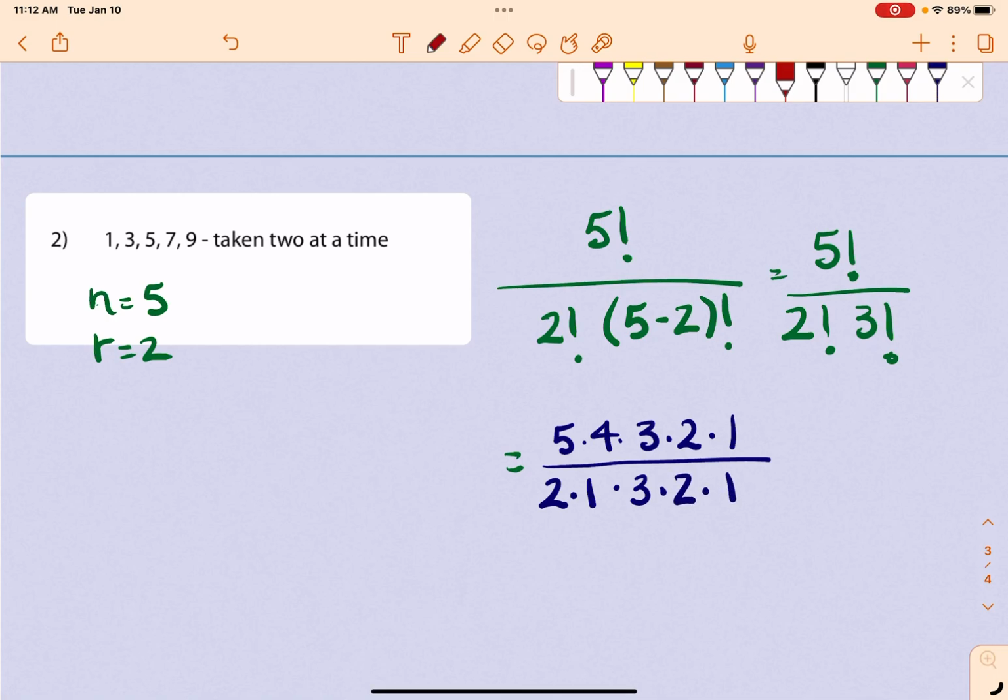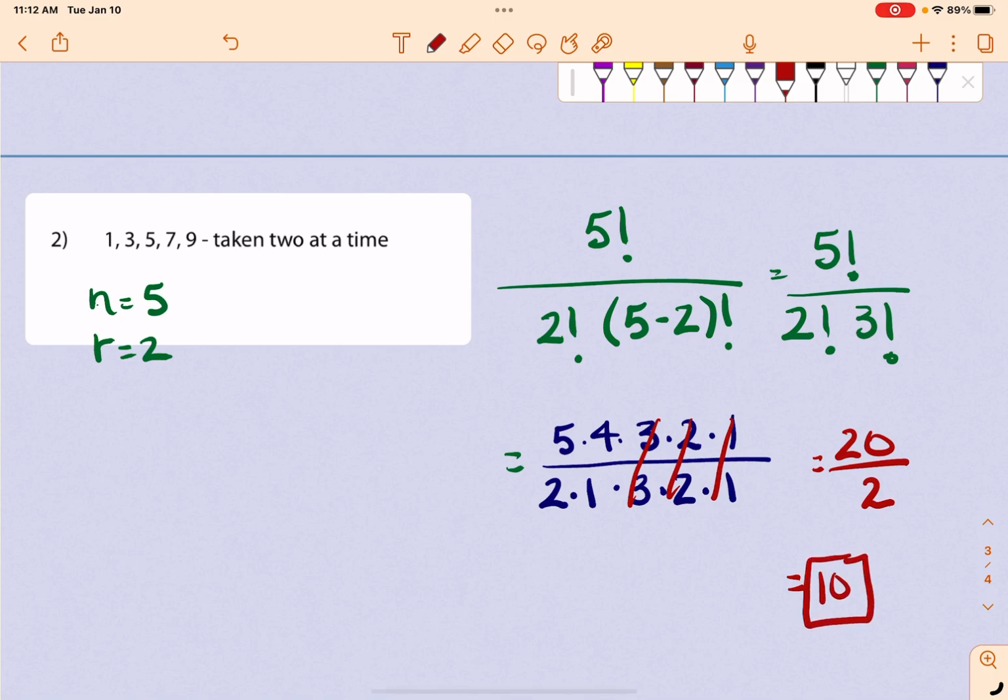So I can see how those cancel. So on the top, 5 times 4 is 20. On the bottom, it's 2 times 1, which is 2. So 20 divided by 2 is going to be 10. So there are 10 combinations of ways that you can write that. Okay, we'll see a few more of these in the next one.